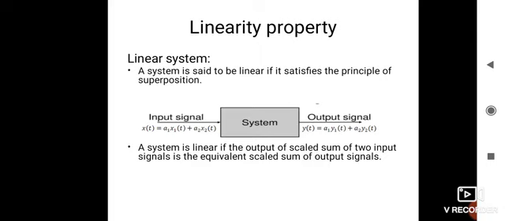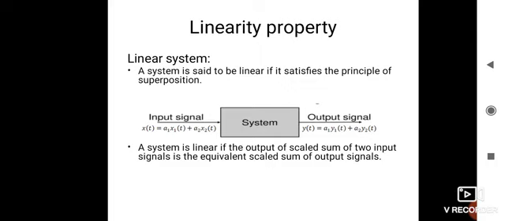The next time, I am giving the input A1 x1(t) plus A2 x2(t), that means the summation of these two signals. And if I get A1 y1(t) plus A2 y2(t), that means the summation of the previous two outputs, then the system is said to be linear. So in one sentence, a linear system may be defined as one whose response to the sum of the weighted inputs is the same as the sum of the weighted responses.